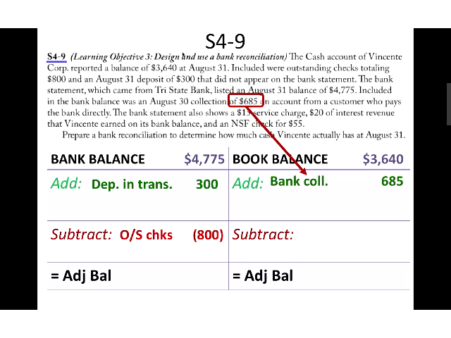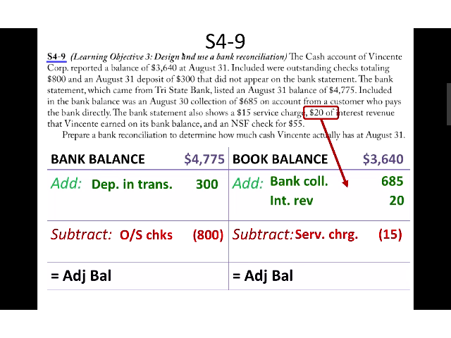The bank statement also shows a $15 service charge. So the bank is charging us $15, so we need to deduct a service charge of $15. Next over, we see $20 of interest revenue. So we've earned $20 interest revenue on our bank statement, so we're going to add in the interest revenue.